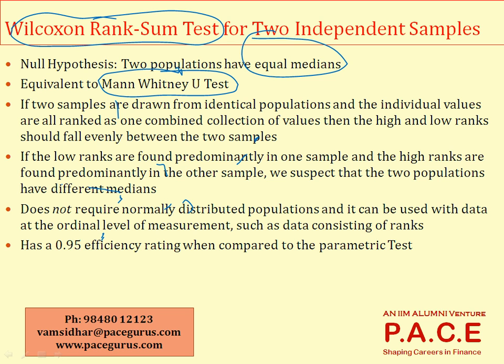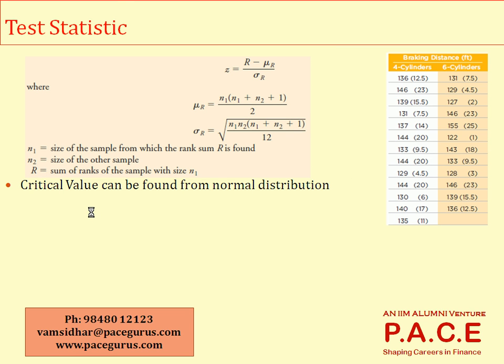But some things are, it does not require a normally distributed population. And the good thing is it has an efficiency of 0.95, almost 95% compared to the parametric test. So there's no real difference using a Mann-Whitney U test or Wilcoxon rank sum test versus an equivalent parametric test. The equivalent parametric test is nothing but a comparison of the sample means. This is the way the test goes.